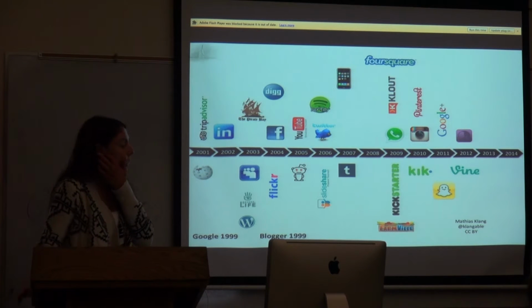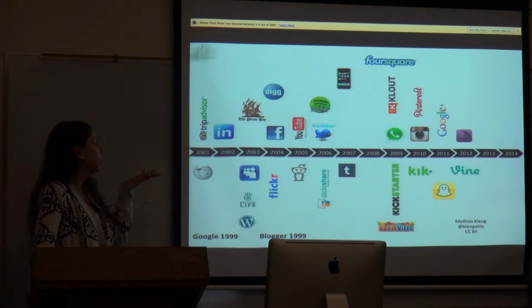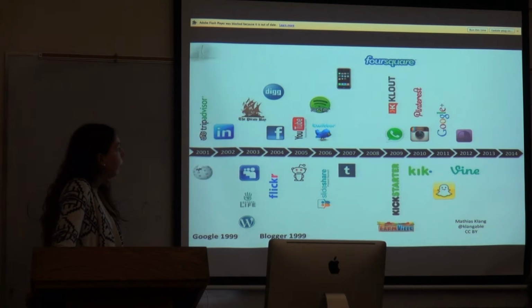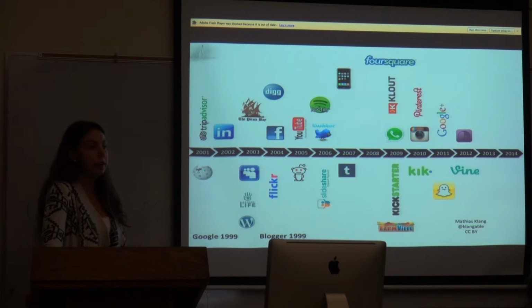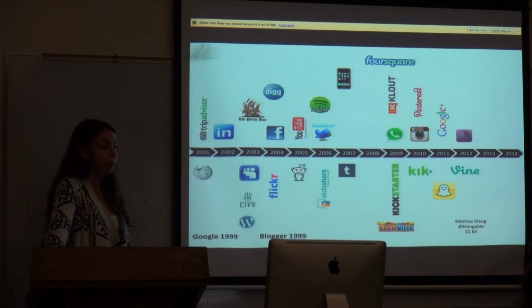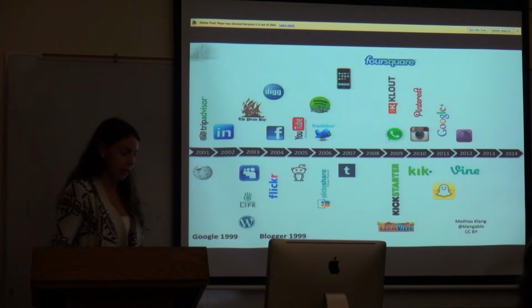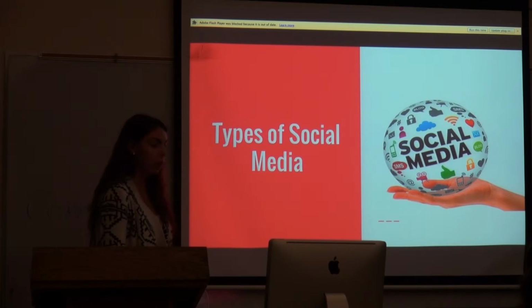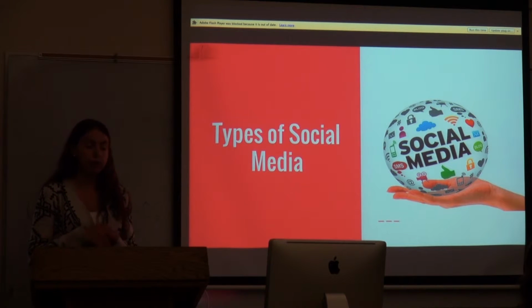So here's just a good timeline of events that occurred. You can see Facebook in 2004, Instagram in 2010. I just think it's a great thing to see all the social medias, the ones that I didn't mention either. So I'm going to be talking to you guys about 4 different types of social media.